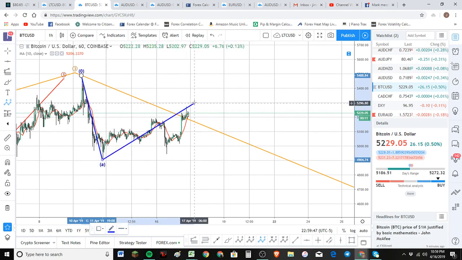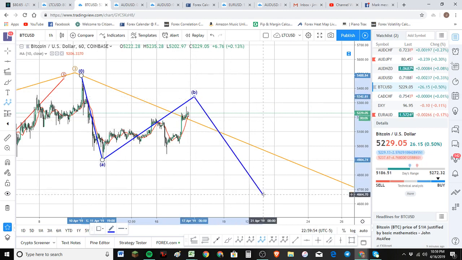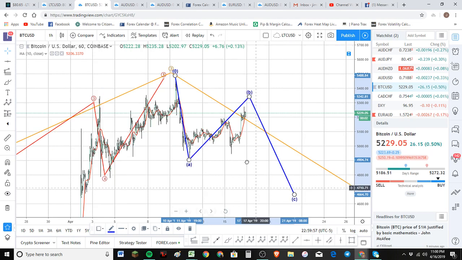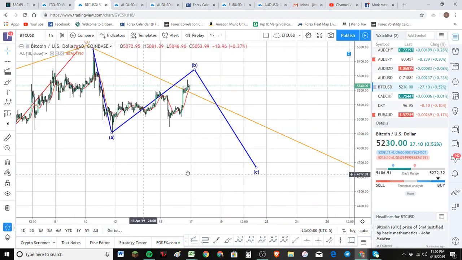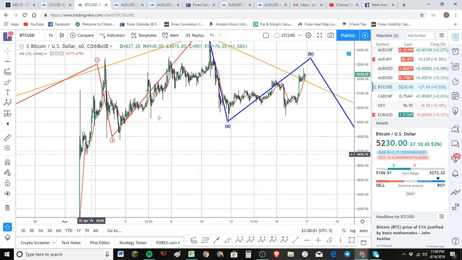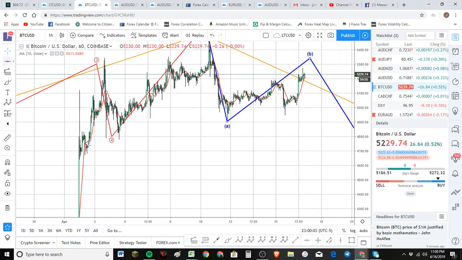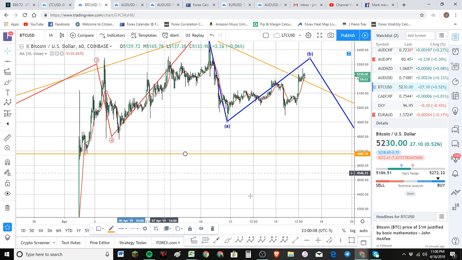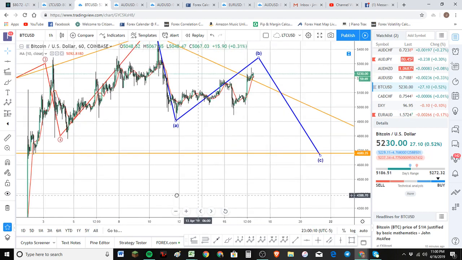So the question is, is B finished, or is B coming up a little bit more or not? So we're going to have to figure that out. And then C is coming down here somewhere. So we're going to have to figure out where that's coming as well. Most likely C, if you just look at support and resistances, just traditional TA, is coming right down to this location. Boom. Right there. And it's probably 4,600 is probably a good landing point.